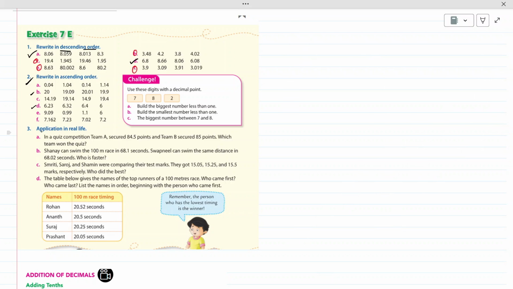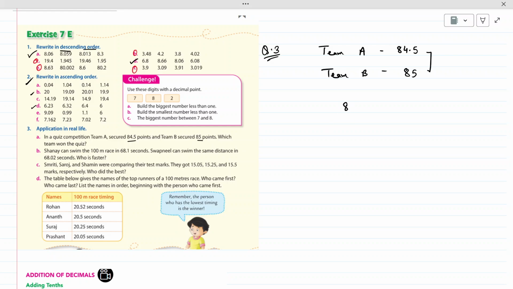Now, third question is application in real life. In a quiz competition, Team A secured 84.5 points, and Team B secured 85 points. Which team won the quiz? So obviously, the team which has got the more score has won the competition. So for Team A, the score is given to us as 84.5, and for Team B, the score is 85. So we have to compare these two numbers.